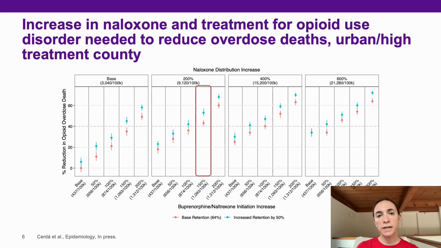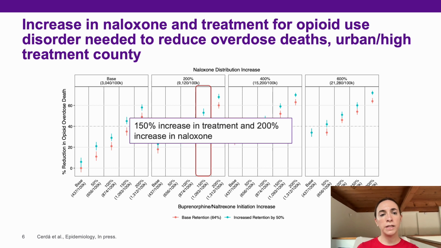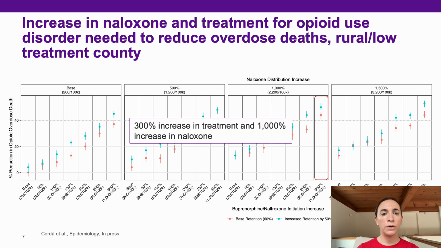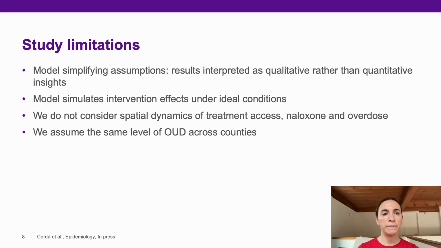For example, in this county, which was urban and had high baseline treatment access, one would need to increase initiation into medication to treat opioid use disorder by 150% and increase naloxone distribution by 200% in order to reduce overdose deaths by 40% in 1 year. In contrast, in this other county, which was rural and had low pre-existing levels of treatment access, one would need to increase treatment by 300% and naloxone by 1,000% to achieve the same outcome.